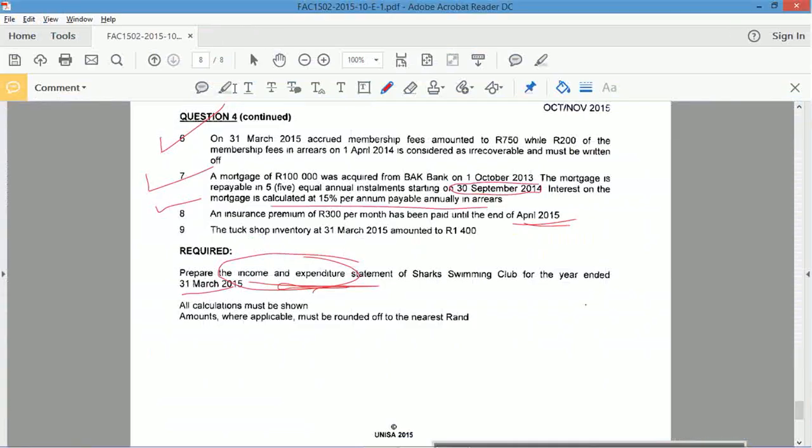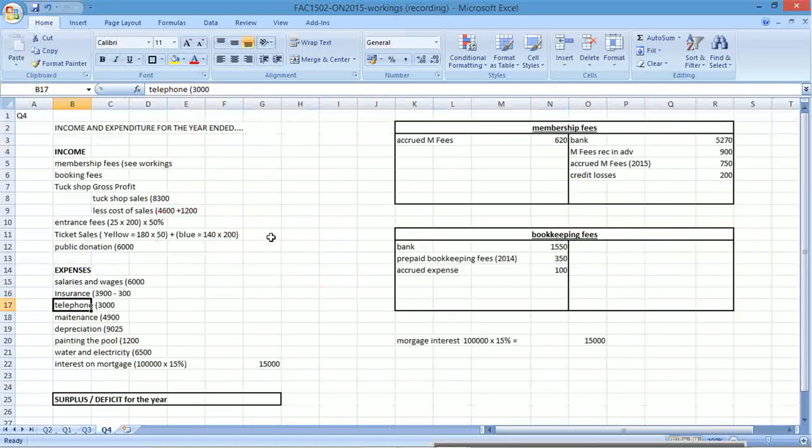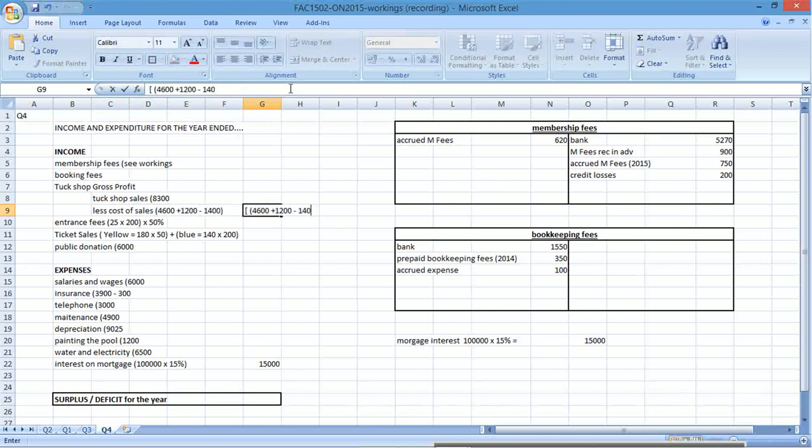Minus 300. The tuck shop inventory, there's my closing stock, 1,400. Where's my minus cost of sales? There. Minus 1,400. Okay, for cost of sales. Right, so cost of sales is going to equal that. Okay, 4. Alright, so now I can wrap it up and I can look at all these balances.